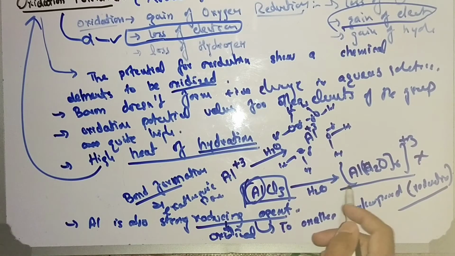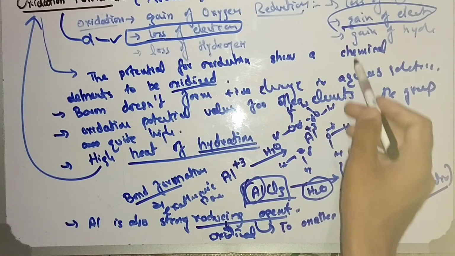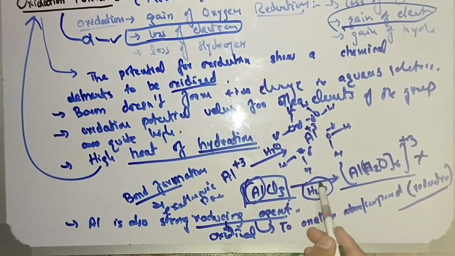So here in case of H2O, water loses oxygen to the Al. So that's why it will be reduced, and it gains electrons. From where does it gain? From aluminium it will gain electrons. So that's why the other atom will be reduced. So we can say that aluminium is a strong reducing agent, and the reason for this is that aluminium has low ionization energy. I hope my point is clear.